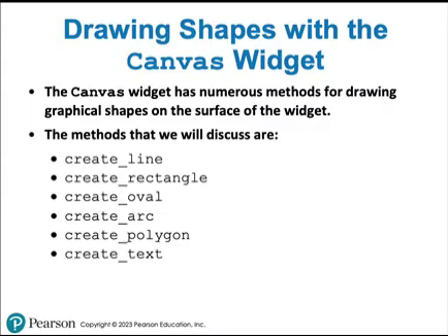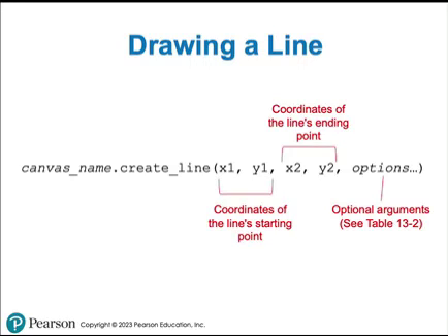Once you've done that, there are a number of methods that we will discuss to create lines, rectangles, ovals, arcs, polygons, and text. So we have examples, I believe, of all these. The first is drawing a line.